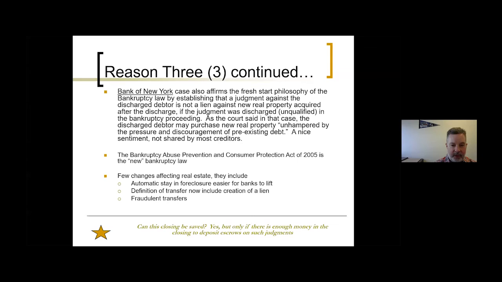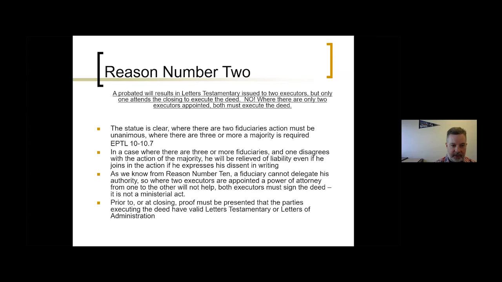Obviously, if it's post-petition, post-bankruptcy proceeding, and it's real property that they did not own at the time, it's new property they're buying, there's a fresh start philosophy of the bankruptcy law that says once that discharge is there, it's not going to be a lien against new real property acquired after discharge. And then we've got lots of material dealing with the bankruptcy procedures in our materials.